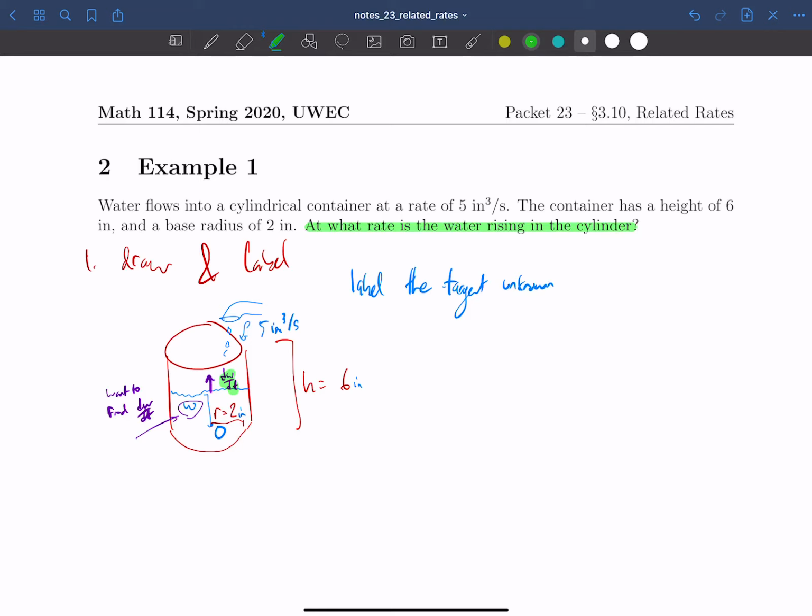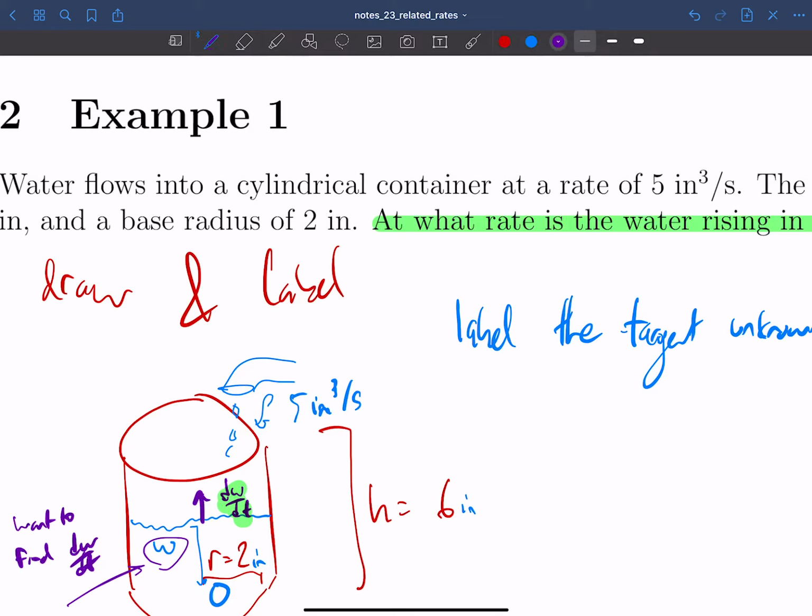So I think that we should probably start writing down some stuff. I think we should make a note that this rate right here is a volumetric rate of change, right? That's a volume, which means that this 5 cubic inches per second must equal dV/dt.